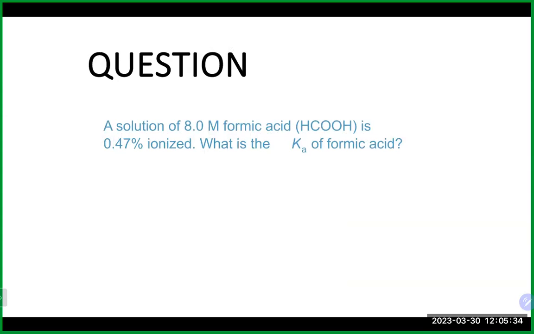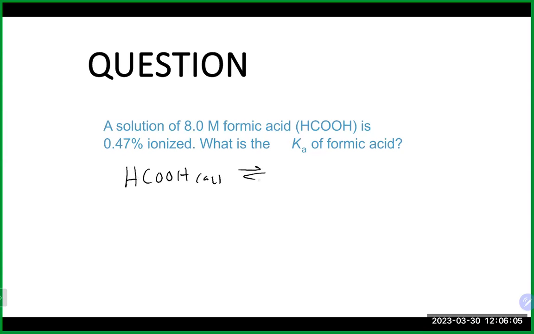So let's take a look at a question here where we can use percent ionization to help us figure out certain things. We have a solution of formic acid. It is 0.47% ionized. What is the Ka value for the formic acid? In this particular problem, we're actually looking to solve for the Ka value. So we can approach it like a normal sort of problem, where we have a Ka value.